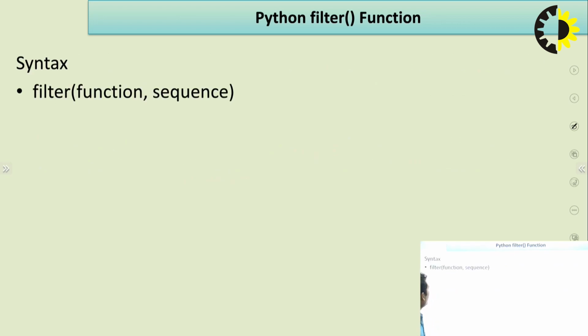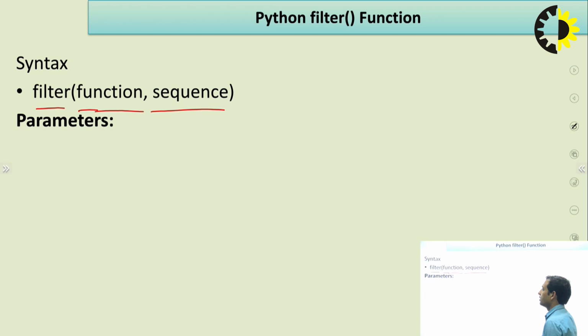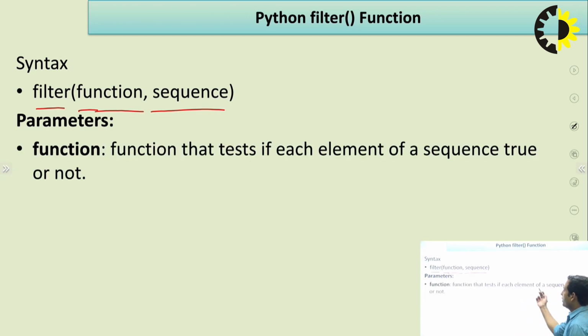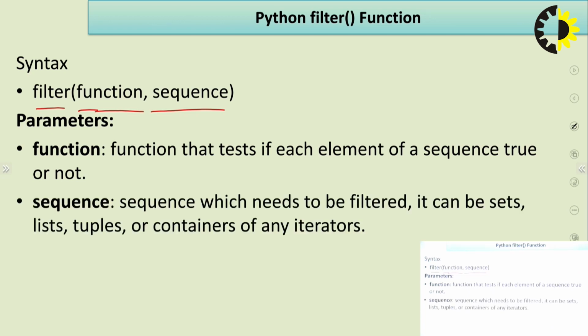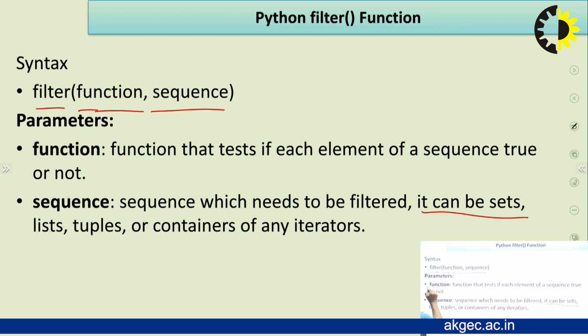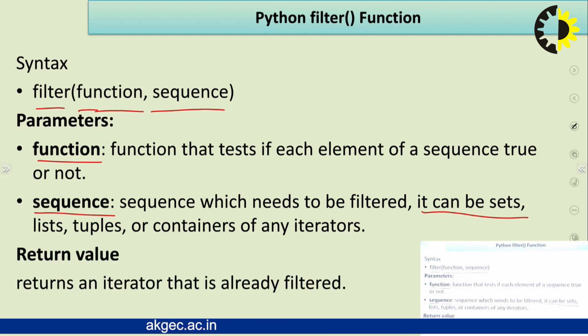Now, what is the syntax of filter? This is a function named filter and it receives two parameters. The first parameter is a function and the second is a sequence. This sequence may be a list, tuple or set. The function tests whether each element of the sequence is true or not, and the second parameter is the sequence which needs to be filtered. It can be a set, list, tuple or container of any iterator. And the return value is an iterator that is already filtered.